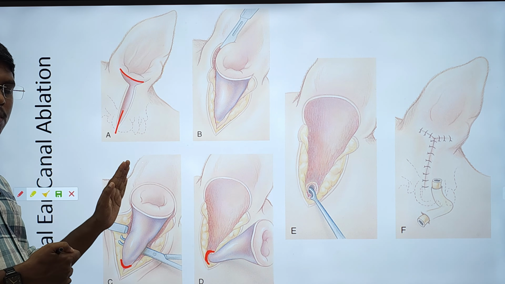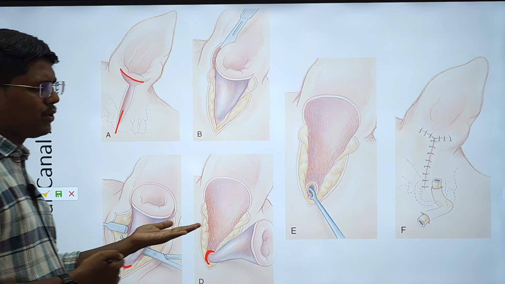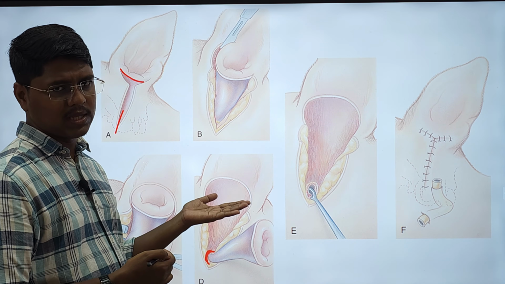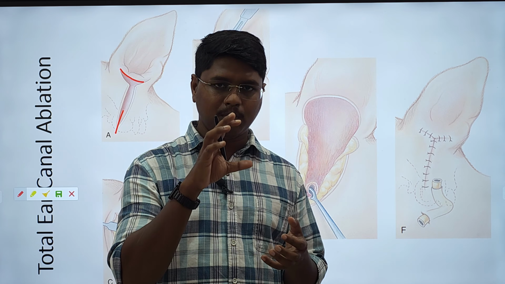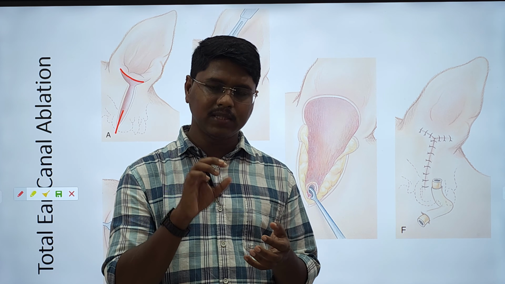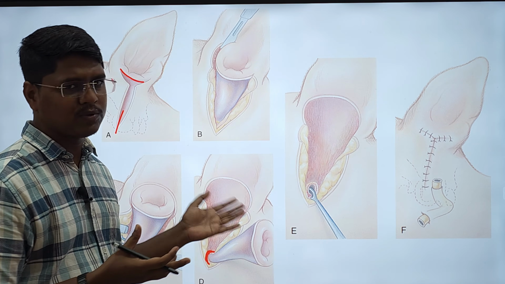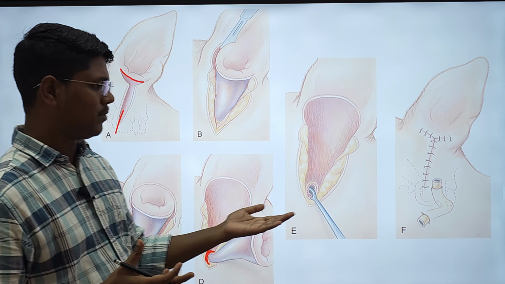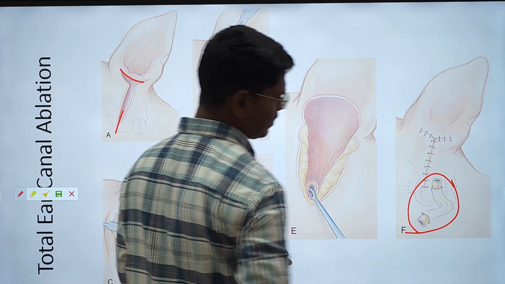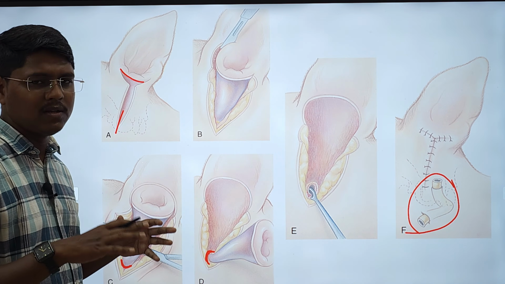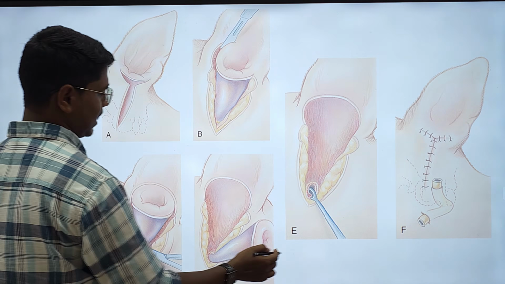There you are removing the vertical one. Here the vertical and horizontal will be removed. There is no need of any stoma operation. In the previous one, while you are doing the vertical ear canal ablation only, you are opening the horizontal canal to the outside. Here both are removed, so you don't need that, but you may need a drainage pipe insertion because a lot of dead space will be created. This is total ear canal ablation.